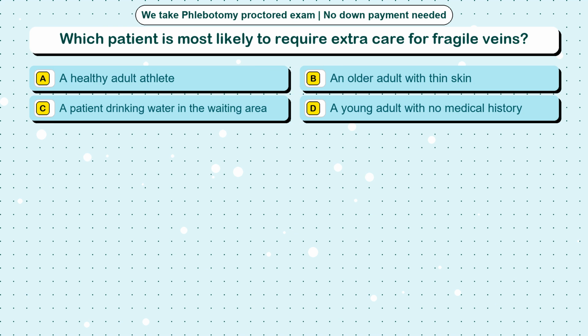Question 87. Which patient is most likely to require extra care for fragile veins? Option A, a healthy adult athlete. Option B, an older adult with thin skin. Option C, a patient drinking water in the waiting area. Option D, a young adult with no medical history.